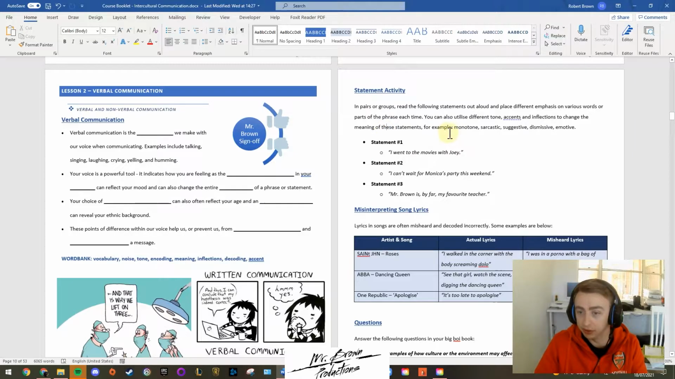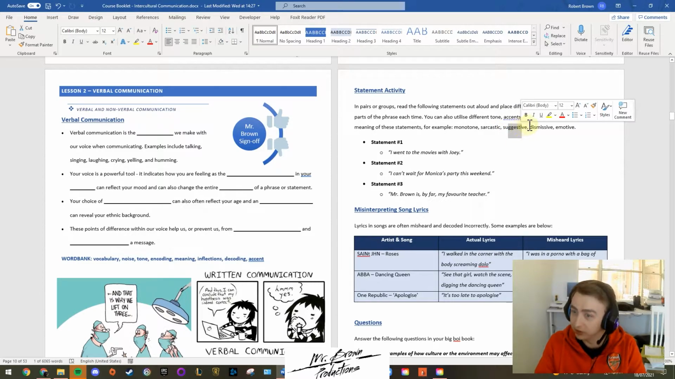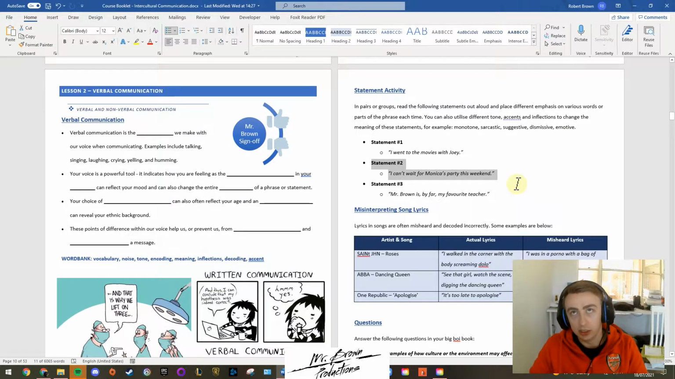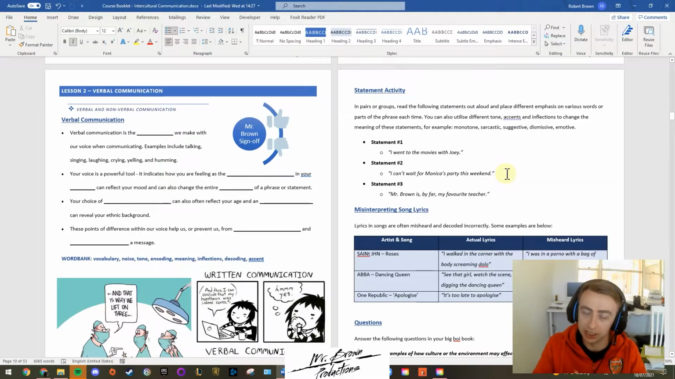What you could also do is state the statement in a monotone voice, a sarcastic voice, a suggestive voice, a dismissive voice, and an emotive voice. And this is going to change the meaning of these sentences. So if I go to statement 2, for example, if I said something like, "Can't wait for Monica's party this weekend," I'm using a sarcastic and dismissive tone. But if I was like, "I can't wait for Monica's party this weekend," I am more emotive. The meaning of that is probably more positive, whereas the former was more negative.